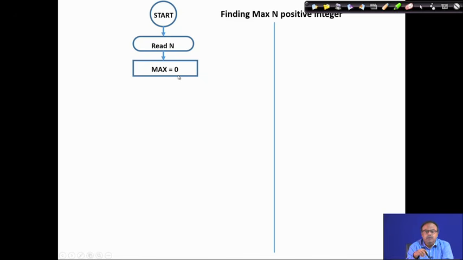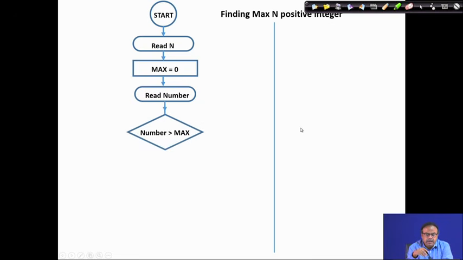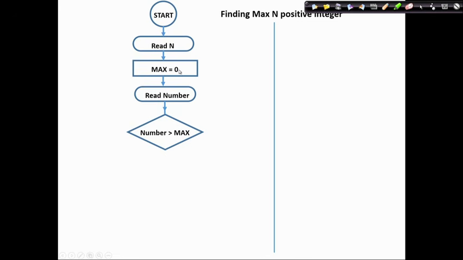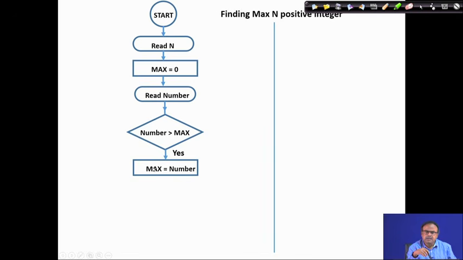Why do I set max to 0? Because I am trying to find the max of n positive integers. So, any positive integer will be greater than 0. So, I am putting that max to the minimum value possible, and then I am reading a number. I read a number, and if that number is greater than max, which is by default 0, I have kept it at the bottommost possibility, right. Unless that number is 0, it will always be greater. So, I will set that number to be the max.